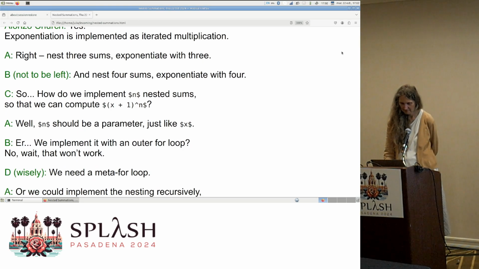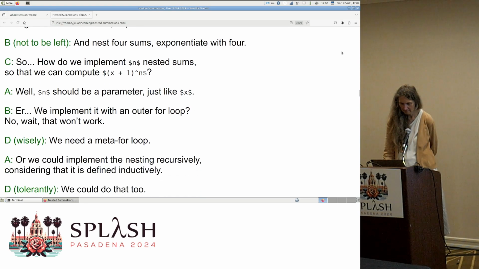Right, nest 3 sums, exponentiate with 3. And nest 4 sums, exponentiate with 4. So how do we implement n nested sums so that we can compute (x plus 1) to the power of n? Well, n should be a parameter, just like x.